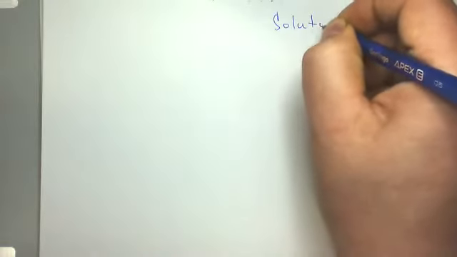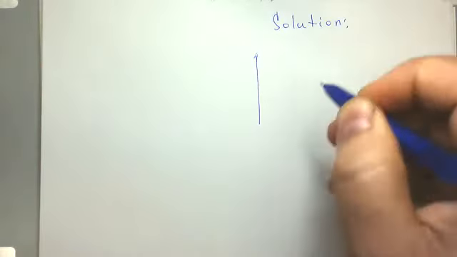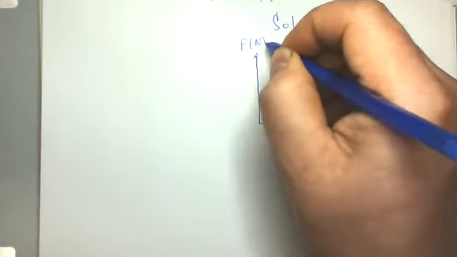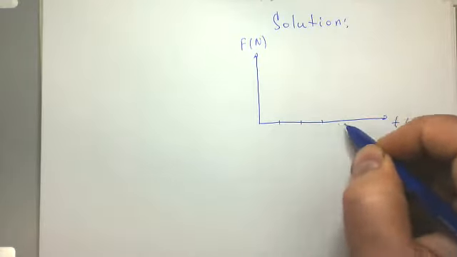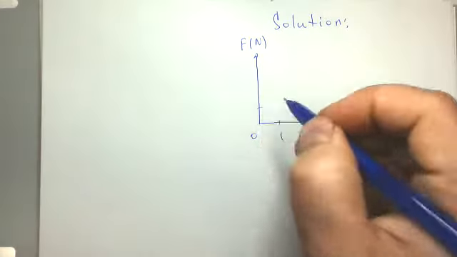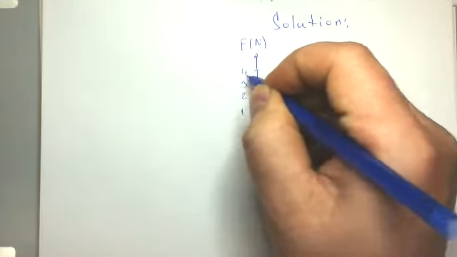Okay, first let me draw this function, the force as a function of time, and then we will discuss this concept of impulse. So now we have the solution. We have the force as a function of time. This is time in seconds, this is force in newtons. Here we have 1, 2, 3, 4, 5 seconds, this is 0, and the values of force at some moments of time are 1, 2, 3, 4 newtons.